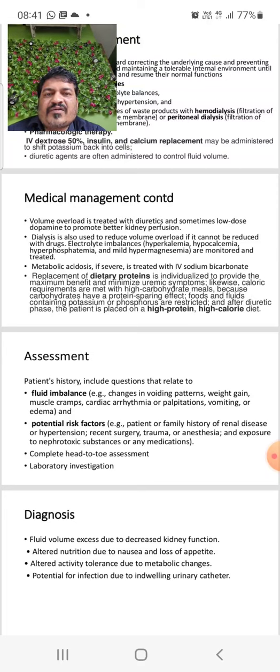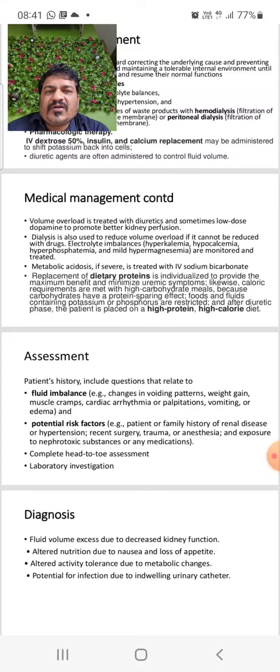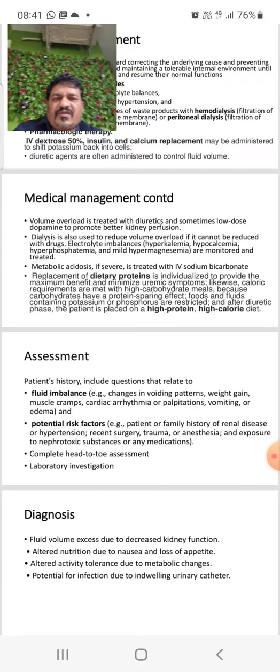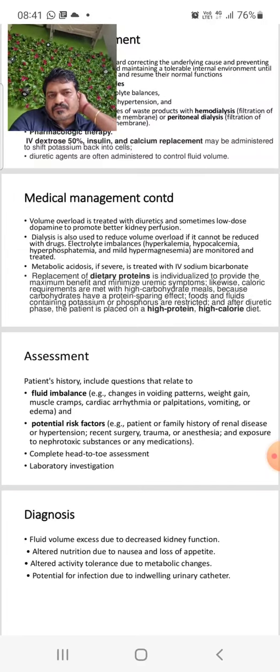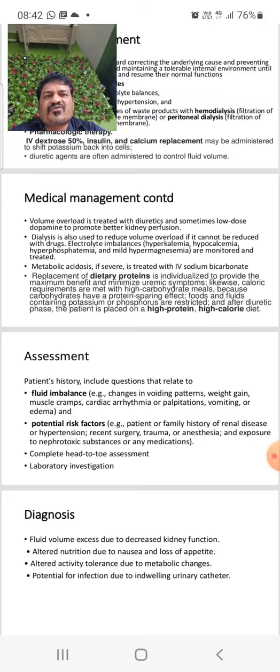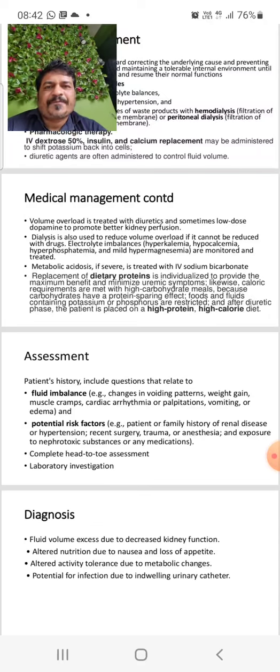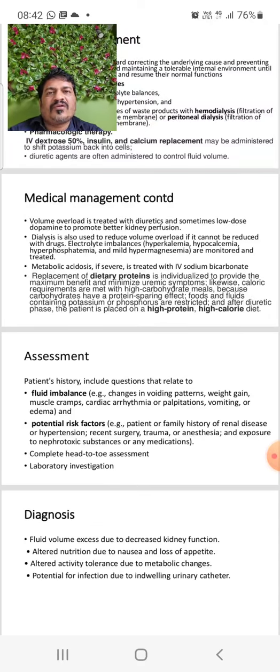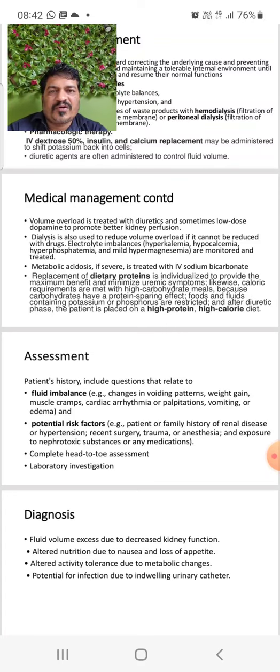Volume overload is treated with diuretics and some low-dose dopamine to promote better kidney perfusion. This is a controversial thing, what dose of dopamine should be used, and we can think that low-dose dopamine will improve the renal functions. It is the renal dose of dopamine in such cases. The second thing is dialysis is also used to reduce volume overload that cannot be reduced with drugs.